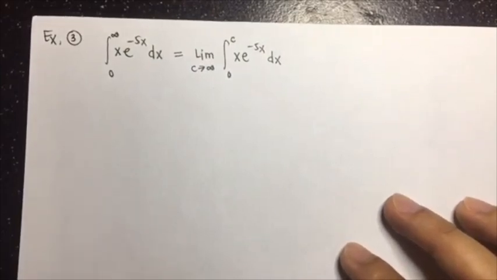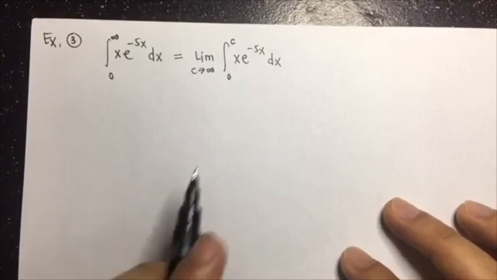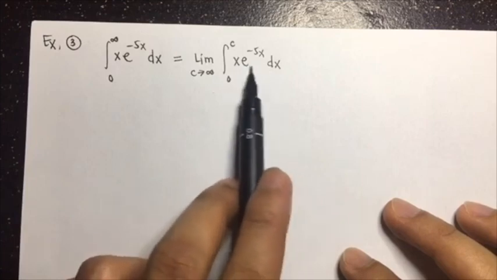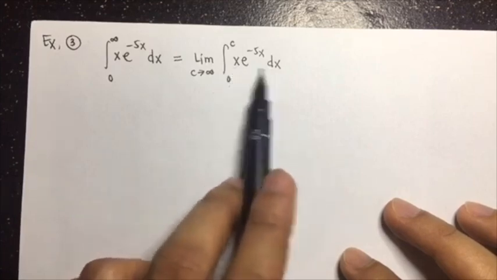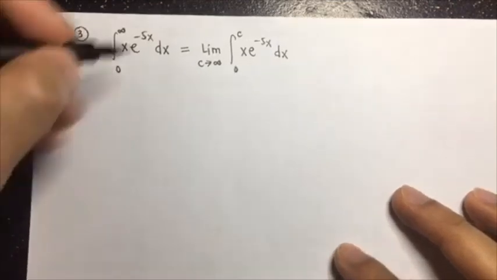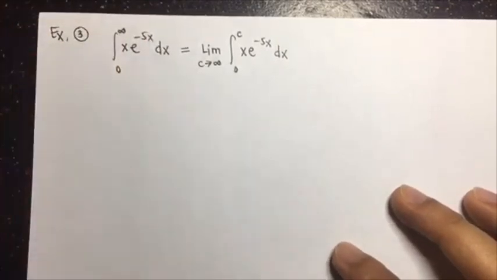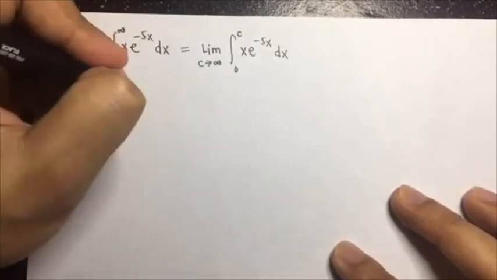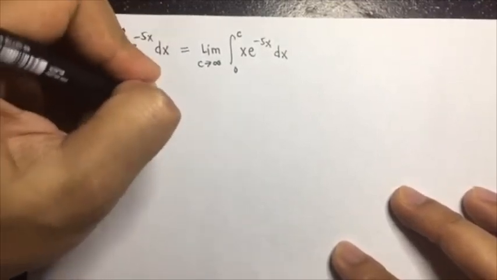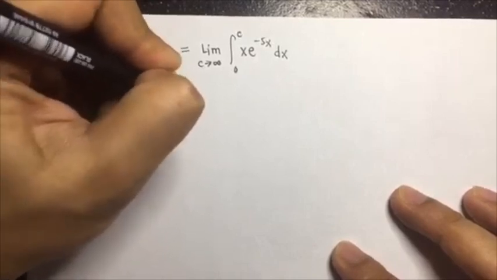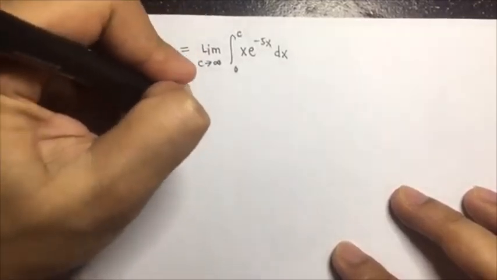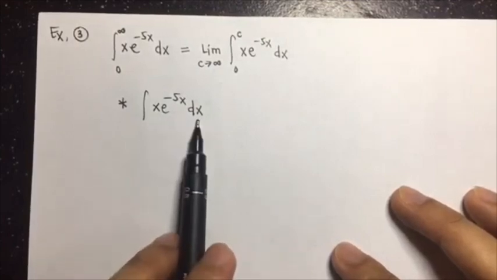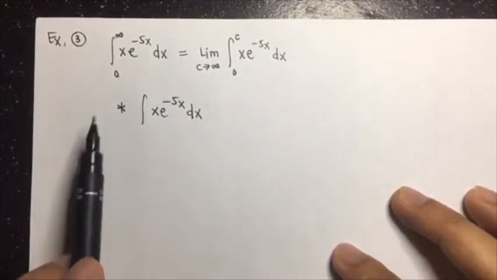Okay, next, integrate this. As you can see, we can integrate this by parts. So let's integrate this first: the integral of x e raised to the negative 5x dx. Integrating by parts, using our general rule.